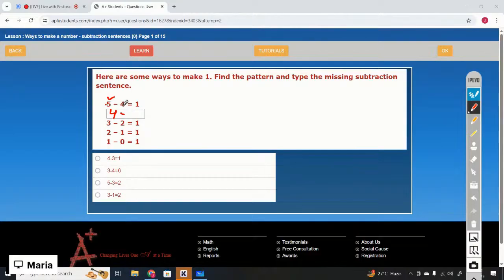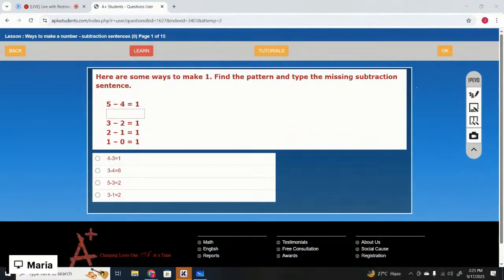Look at the second one: 4, 3, 2, 1, 0. 4 take away 3 is 1. So the correct option is 4 take away 3 is 1. Option number 1 is the correct option.